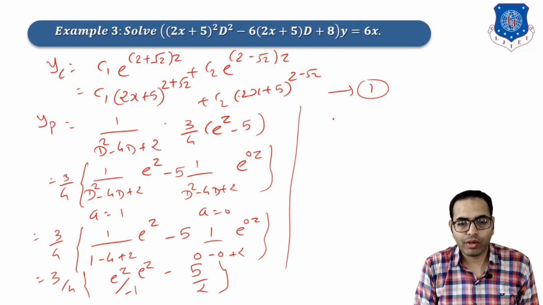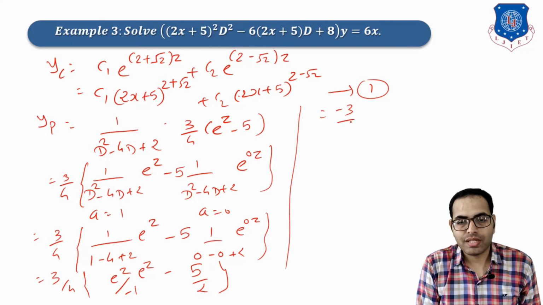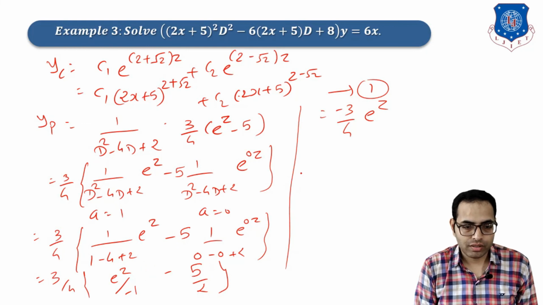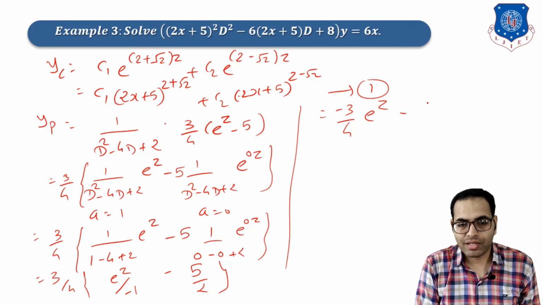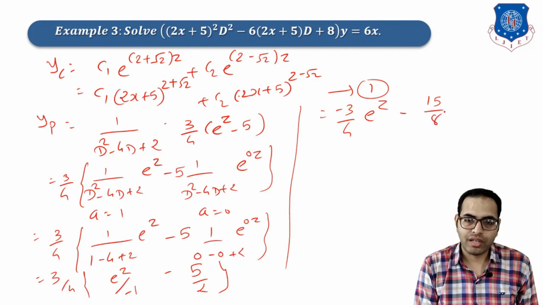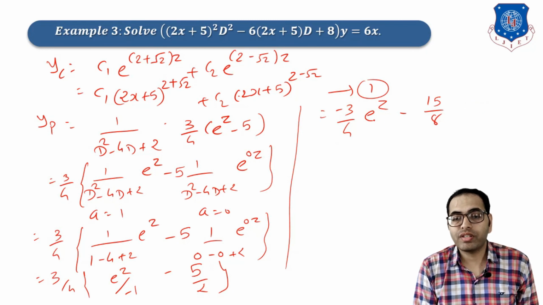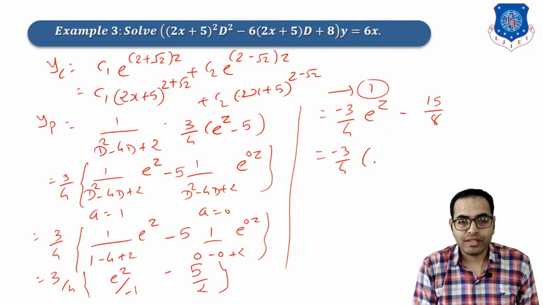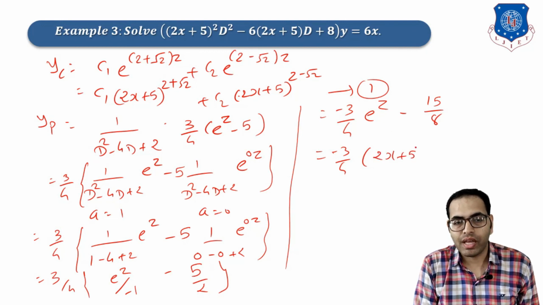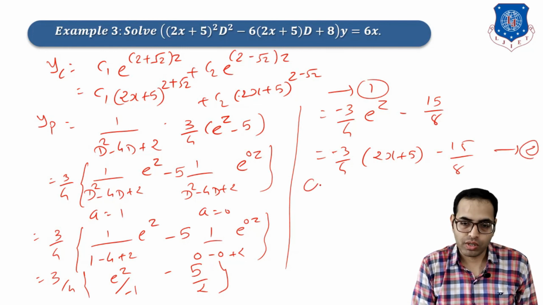Now simplify that term: minus 3 by 4 e raised to z minus 5 by 2, and 3 into 5 is 15 by 8, that is our equation number 2, but which is in terms of z. We require it in terms of x, and e raised to z is replaced by 2x plus 5, minus 15 by 8, that is our equation number 2.